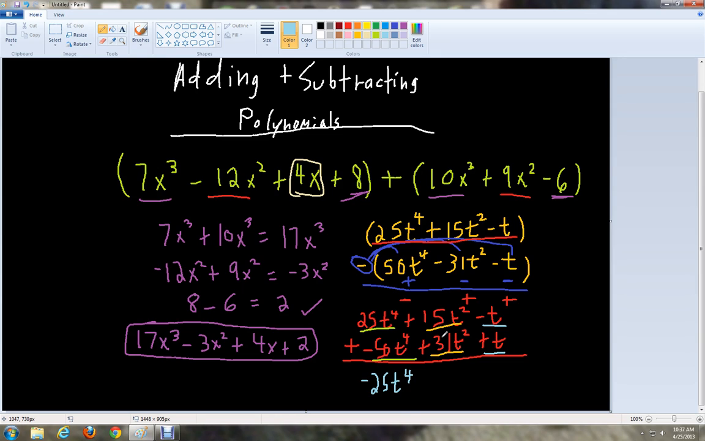And then we have 15t squared plus 31t squared. So 15 plus 31 is 46, so 46t squared. And then we have negative 1t plus positive 1t. And you see that these cancel, right? Negative 1 plus 1 is 0. So the t's cancel. And then this is what we're left with: negative 25t to the fourth plus 46t squared. And that would be our final answer for subtracting those two polynomials.